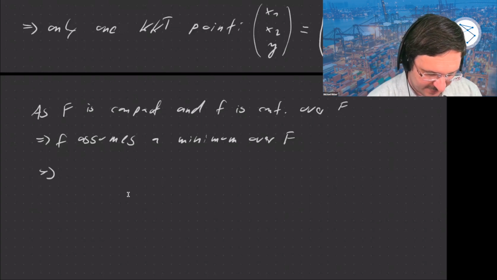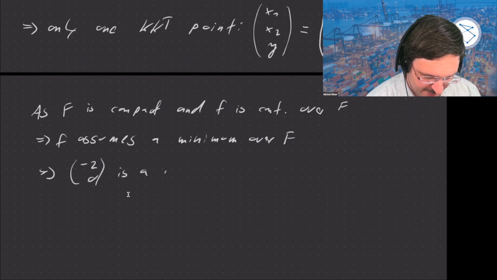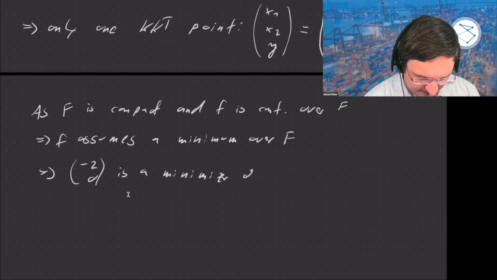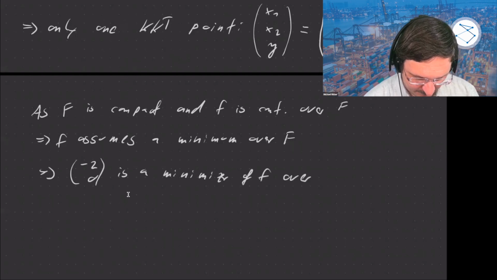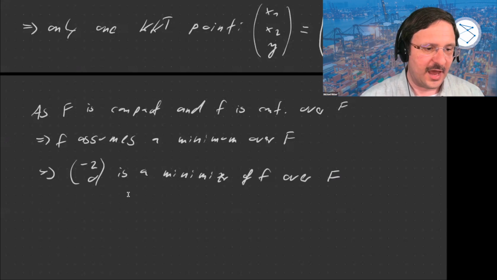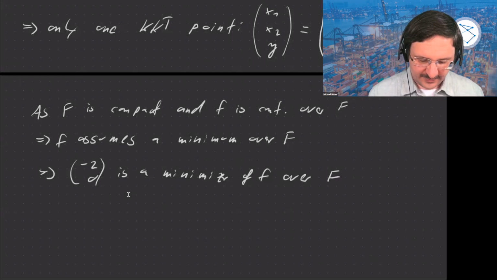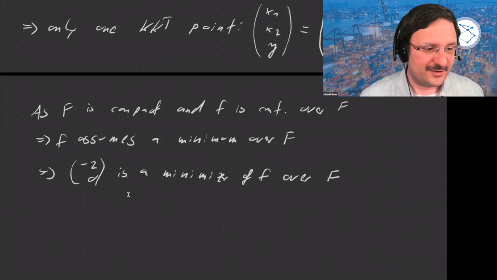And that means our KKT point (-2, 0) is a minimizer of f over the feasible region, capital F. Okay, so that solves A2.